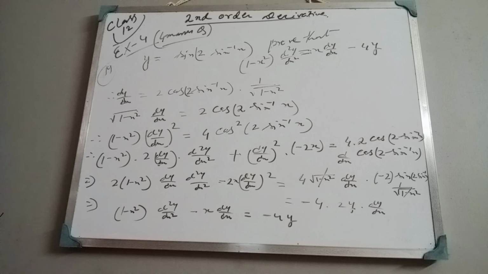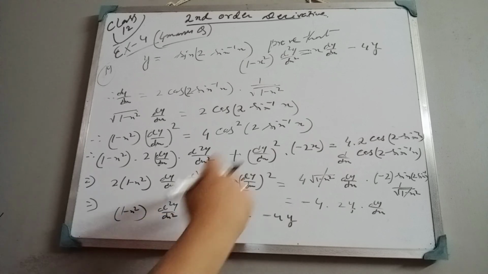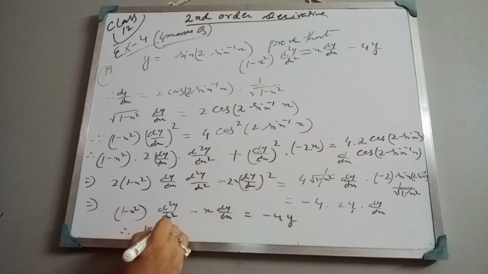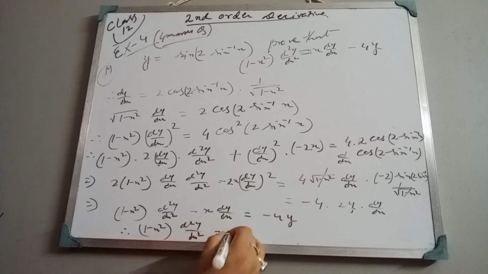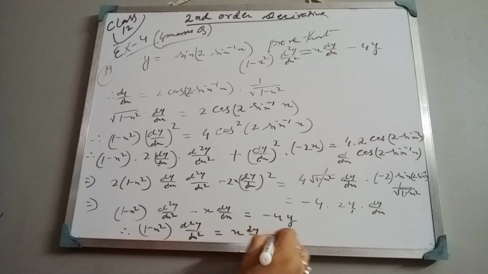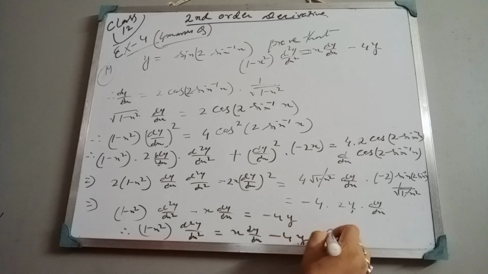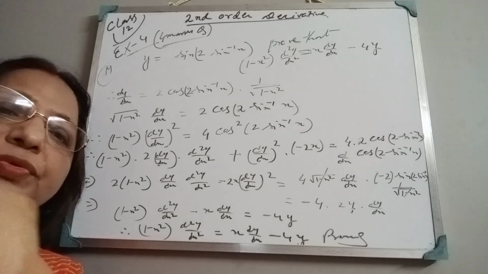So just take this minus x dy/dx term to the right hand side, then what we will get? 1 minus x squared d2y/dx2 is equal to x dy/dx minus 4y. Proved. I think everything is clear to you.